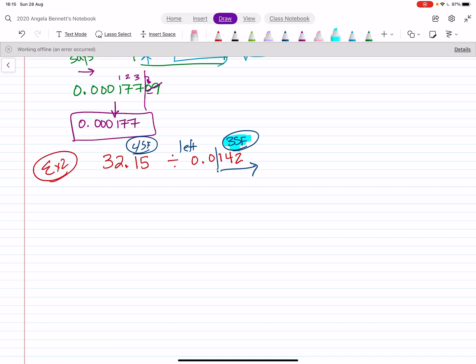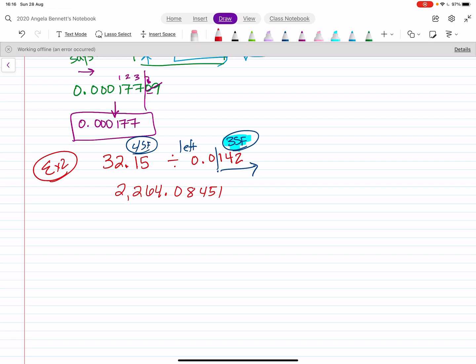All right, so let's do the math. So 32.15 divided by this tiny little decimal. It's going to make it a big number. All right, so my calculator says 2,264 and 0.8451. All right, that's a crazy number.